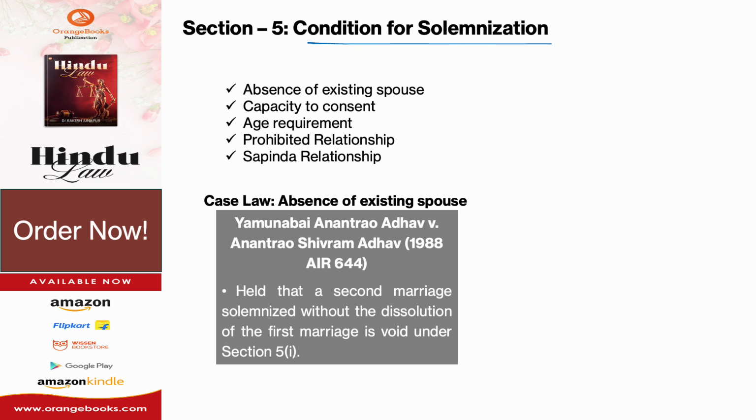Section 5, which talked about the conditions for solemnization. So there should not be an existing spouse, capacity should be there, age requirements, prohibited degree of relationship. So the important case law on absence of existing spouse is Yamuna Bai Anantrao Adav versus Anantrao Shivram Adav. It is held that a second marriage solemnized without the dissolution of the first marriage is void under Section 5, subsection 1. Okay, this is a clear case for absence of existing spouse. If an existing spouse is there, the second marriage is not valid.